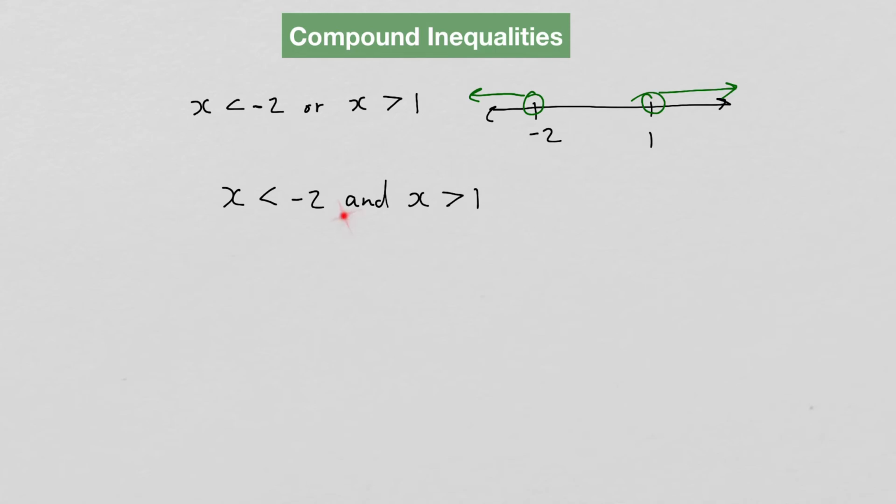Okay, the key word here is "and." So we need to find any and all values of x that are less than -2 and greater than 1. Okay, since there's no intersection here, the answer is there is no solution. And the reason it's no solution is both criteria have to be satisfied. In other words, x has to be less than -2 and x has to be greater than 1. Okay, so let's take a look at a few more examples.